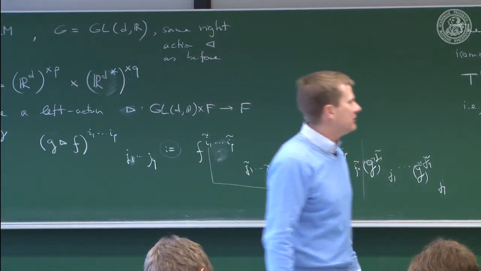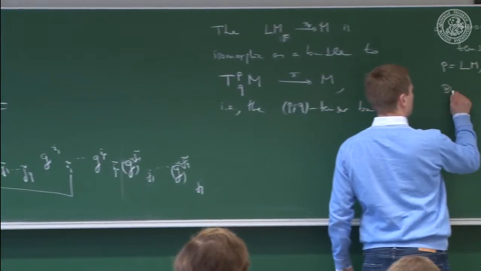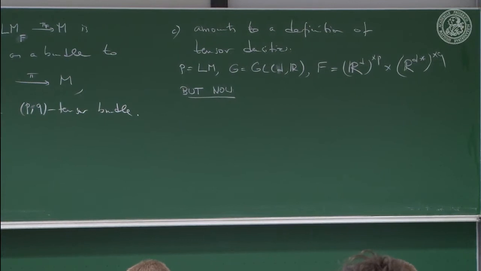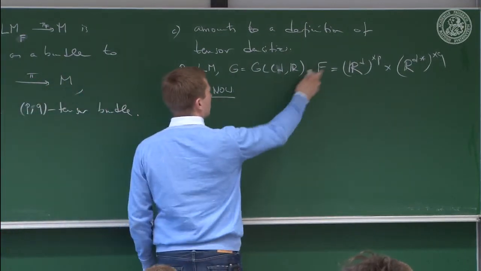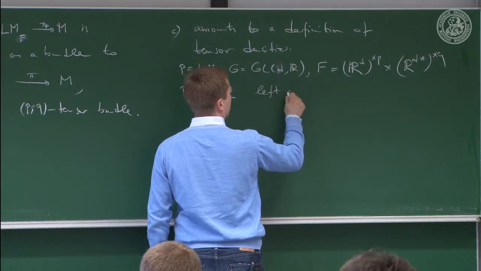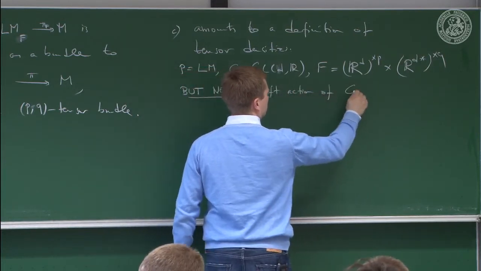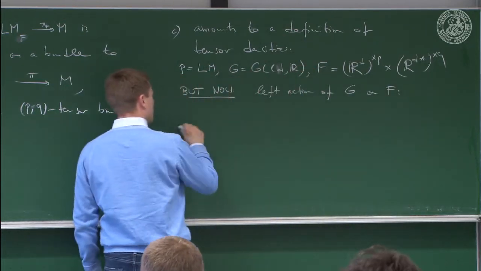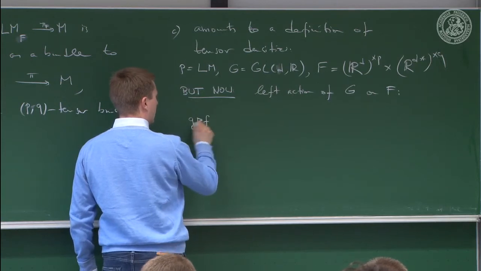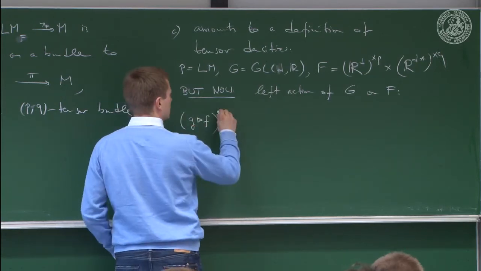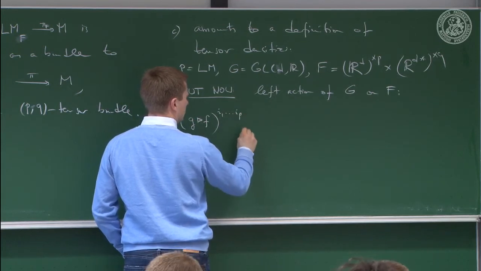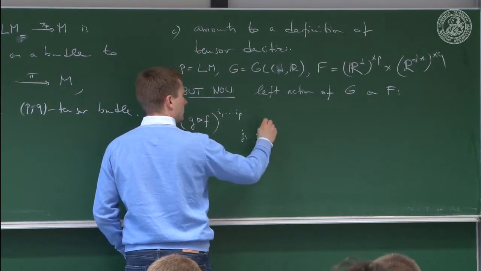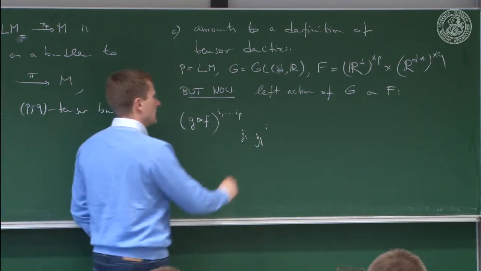But now we modify something. Now we modify the action, the left action of the group on this fiber. Left action of the group GLD, group G, on F. Namely, G now acting on F must again, of course, produce an object I1 to IP, J1 to JQ, because that's what an action does.